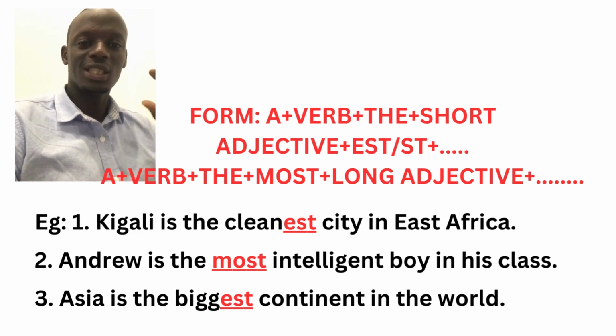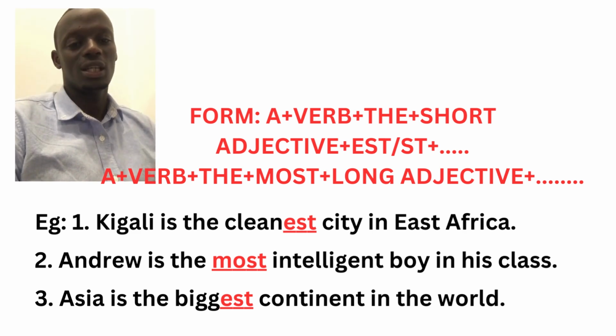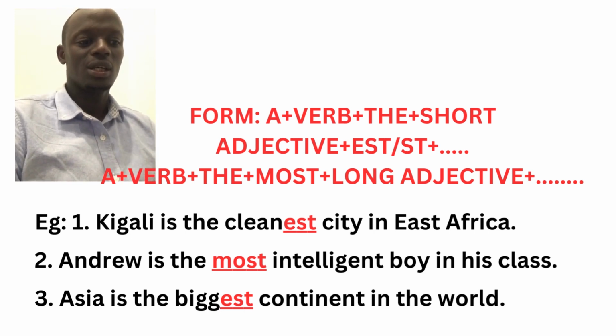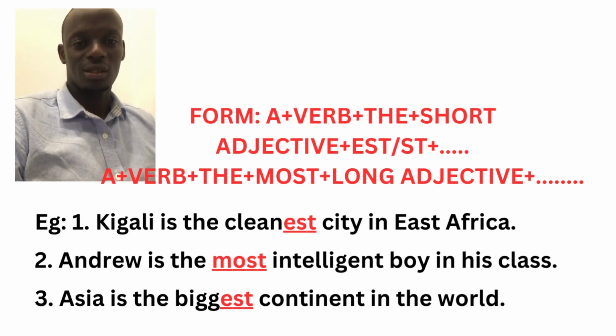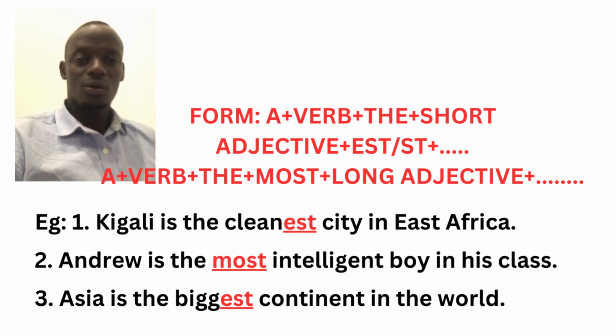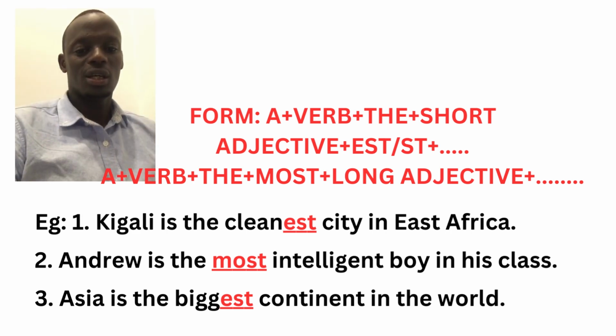Andrew is the most intelligent. Here the adjective is intelligent, so we don't change it. We only say the most intelligent boy in his class. Okay? This is how we use the superlative form in English.